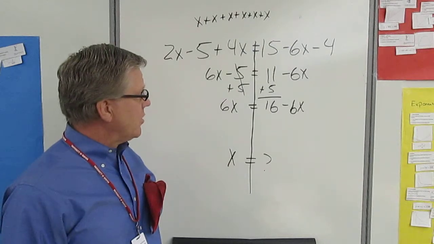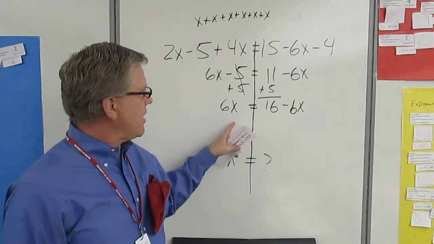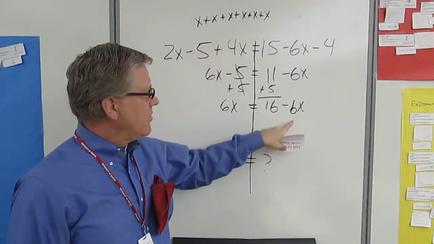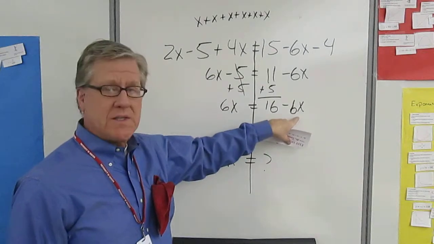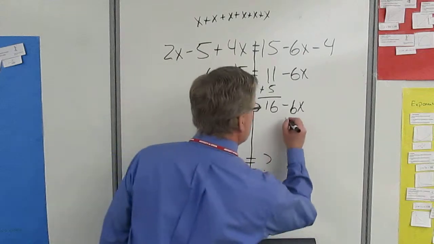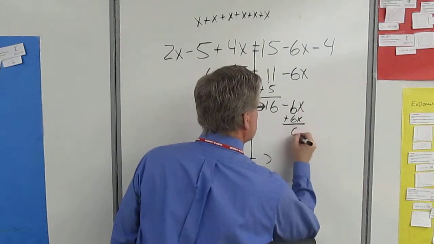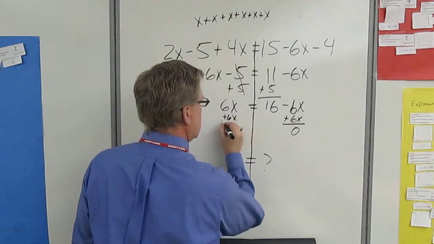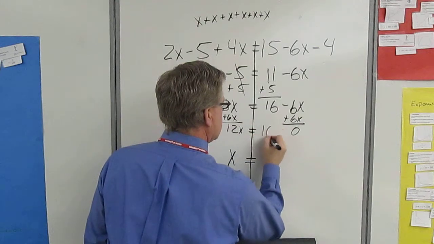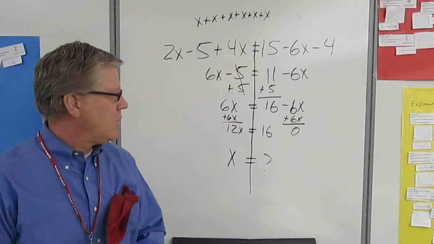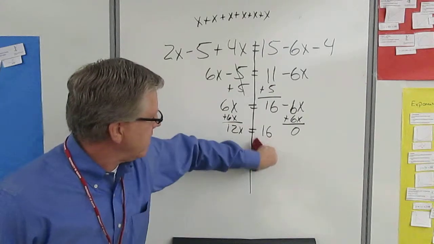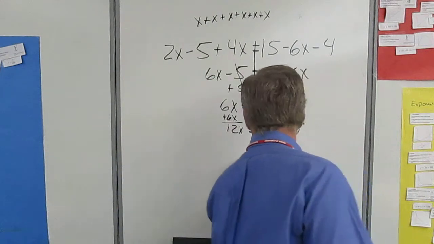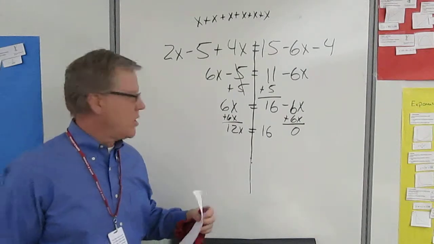So now what do you think we can do? What if we, to get rid of this, we want our x over here. We've already kind of figured that. What do we want to do to get rid of this? What if we add 6x to both sides? That'll get rid of this 6x. Add 6x over here. 0 plus 6x is going to be 12x equals 16. Now, we can already kind of tell that we're going to end up with something that's probably not going to be a whole number, all right?